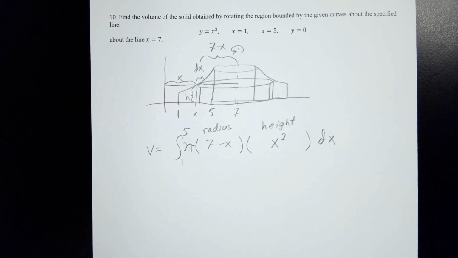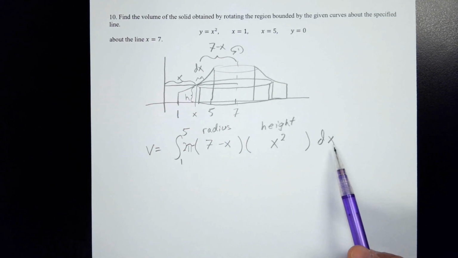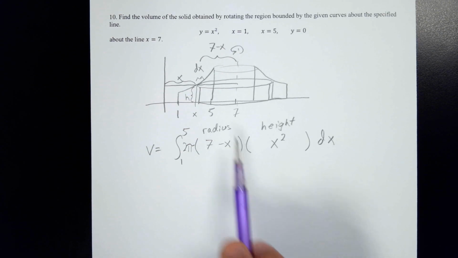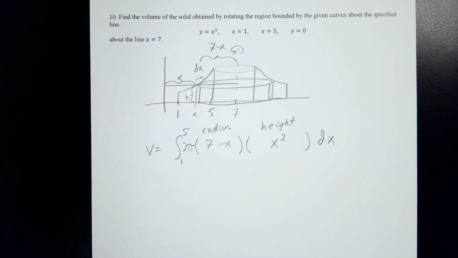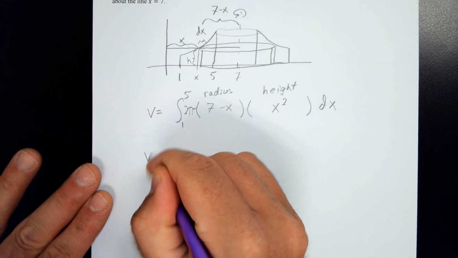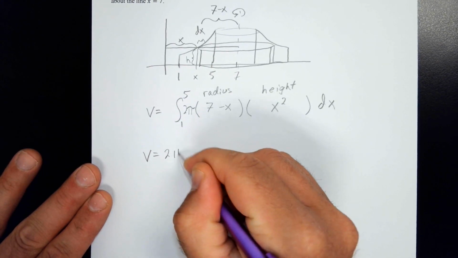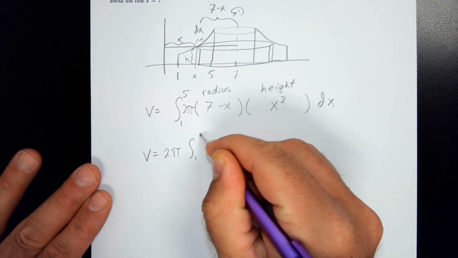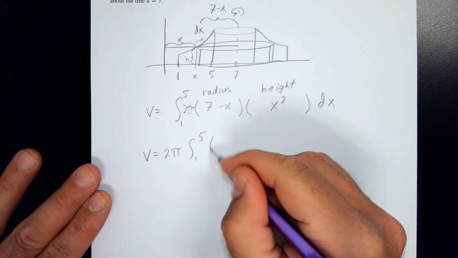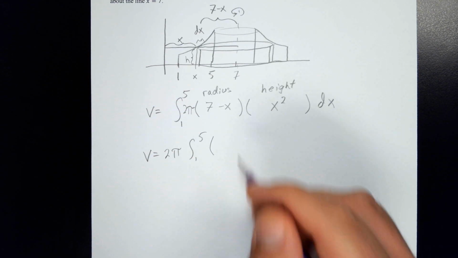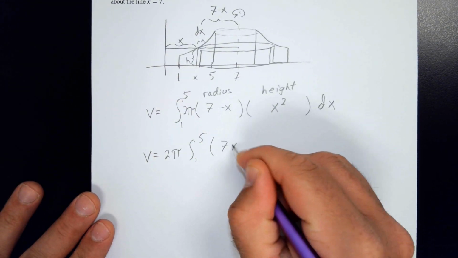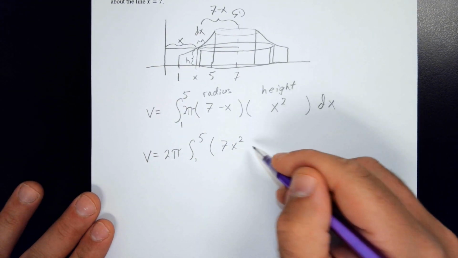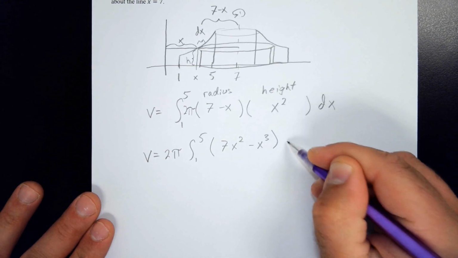The most challenging part of these problems is usually the setup. A good picture can help you a long way, but here we figured out to integrate with respect to x. We figured out the radius was 7 minus x, and the height was x squared. So now let's see if we can plug this in and get our answer. I'll take that 2 pi out, the integral from 1 to 5, and I'll multiply this 7 minus x times x squared. So 7 times x squared is 7x squared, and negative x times x squared is negative x cubed.